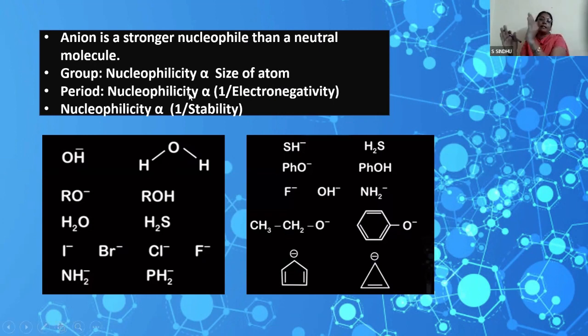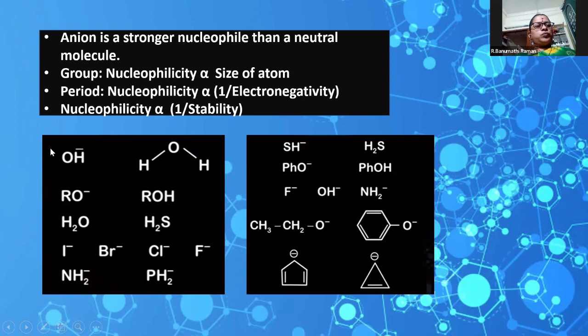And if you're comparing species belonging to the same period, then a better nucleophile will be the one which has lesser electronegativity. And a better nucleophile will be less stable, because a stable species will not go and attack. It's already stable. So with this in mind, among these two, OH minus and H2O, which is a stronger nucleophile?